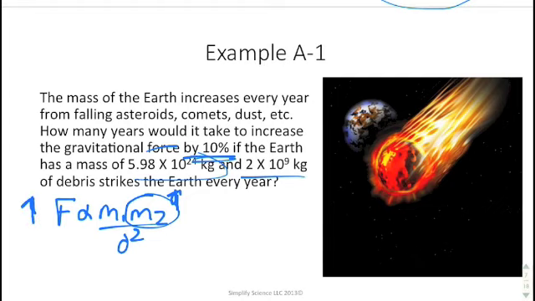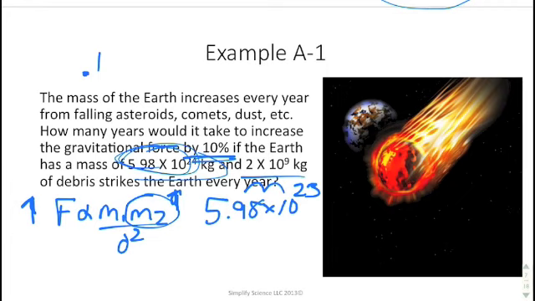So if I want to increase the gravitational force by 10%, I need to increase the mass by 10%. And a 10% increase in this case would be 5.98 times 10 to the 23rd. Now, if you're wondering where I got that from, remember 10% is 0.1. 0.1 times the mass of the Earth, 5.89 times 10 to the 24th, would give you 5.98 times 10 to the 23rd. So this is what mass I want to increase.